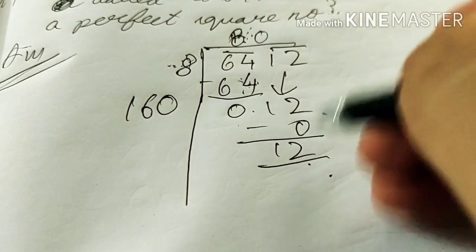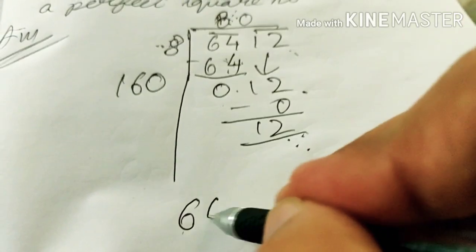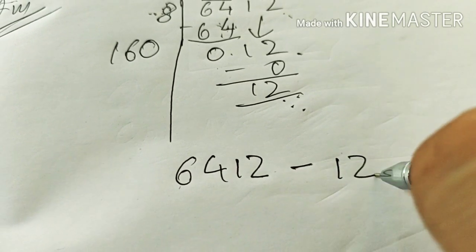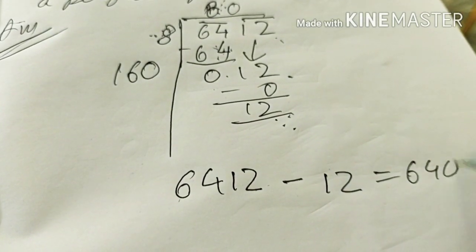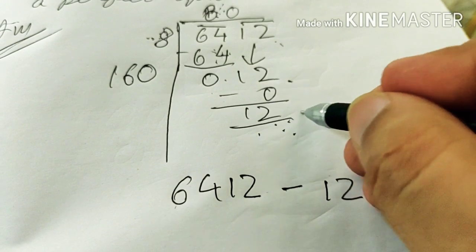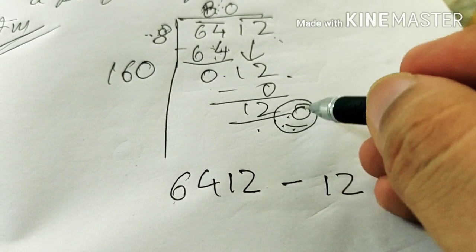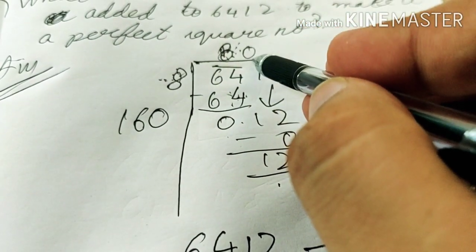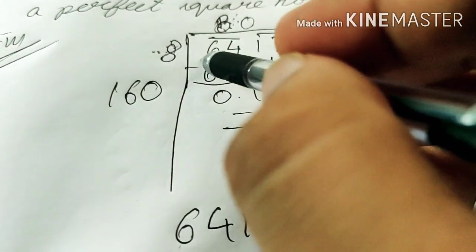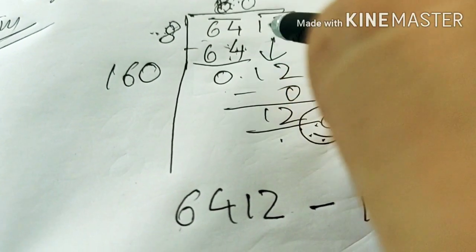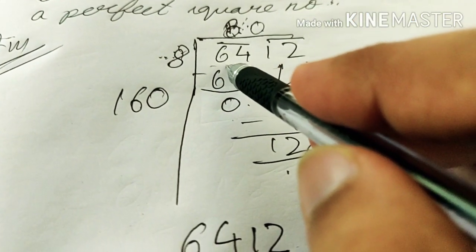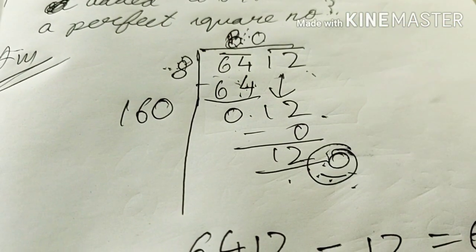If 6412 was 12 less, that is 6400, we would have got a remainder of 0, and if we get remainder 0, then the number that is coming here is the square root of the given number. But in this question we are getting a remainder, means the number of which we are finding the square root is 12 more than a perfect square number.